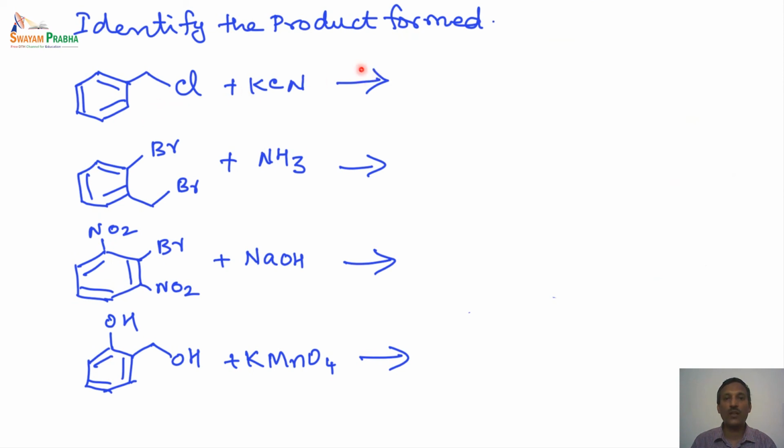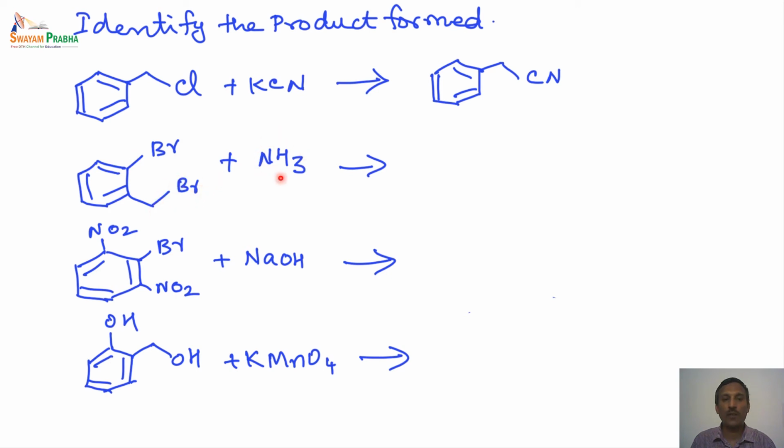Now we need to identify the product formed in these 4 different reactions. So this is a very simple substitution reaction. So the chlorine is replaced by the cyanide group, and in the case of ammonia, we have 2 bromines. One is attached to the aromatic ring, another one is in the benzylic position.